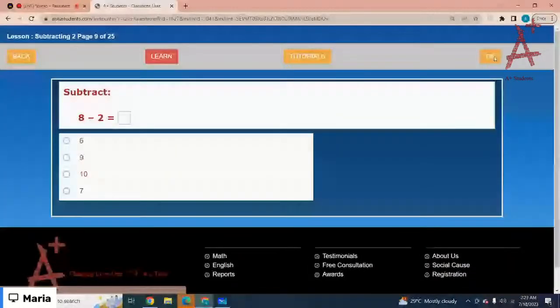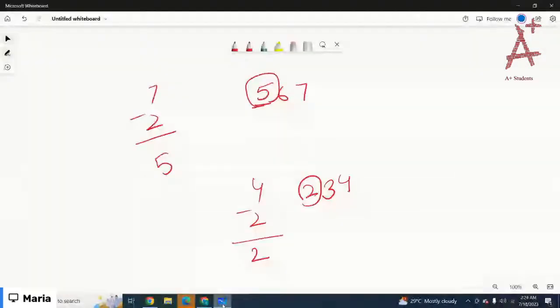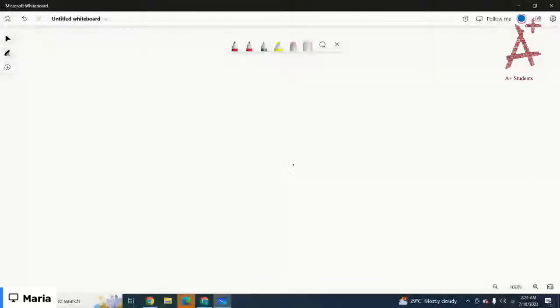Okay, the next one is 8 take away 2. So start with 8, go back 2 numbers. So it would be 8, 7, 6. That means 8 take away 2 is 6. So the correct option is 6. 8 take away 2 is 6.